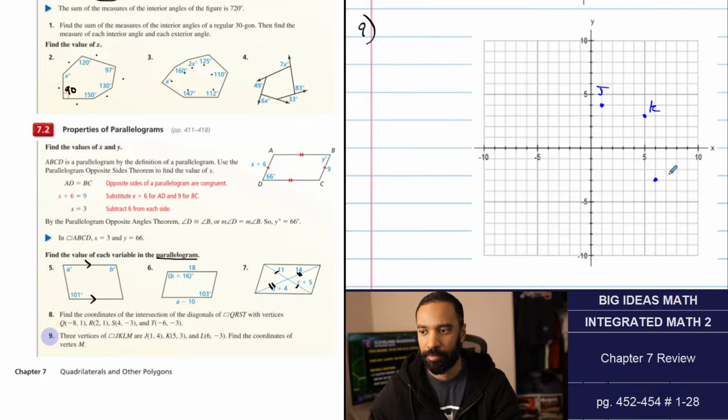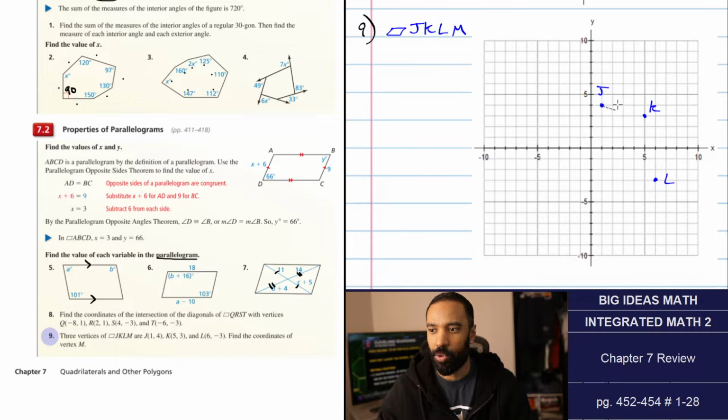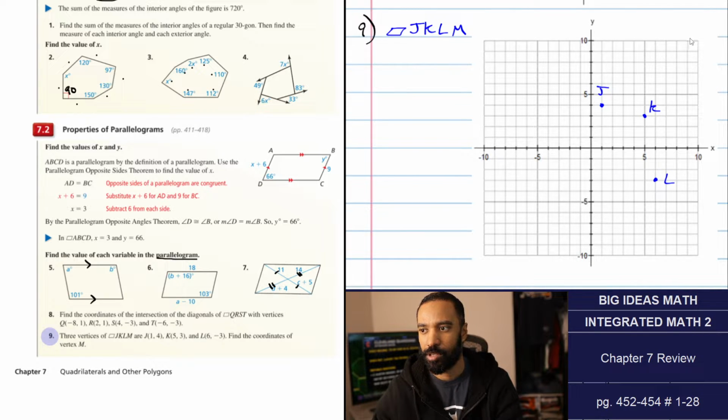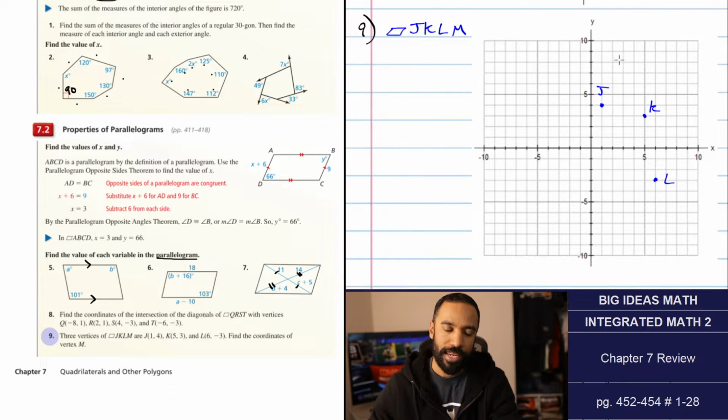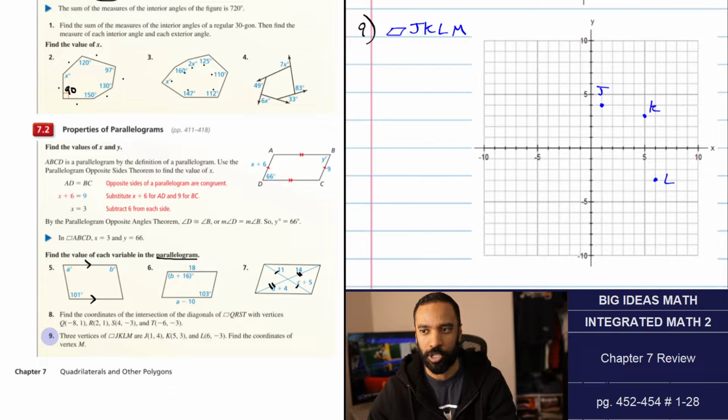J, K, L. Now, it is important that they do call it parallelogram JKLM, not just because it's alphabetical or whatever. If you didn't know the alphabet, that's fine. But the letter order in which they mention it is imperative to how you go about connecting the segments in this drawing and trying to find M, because there are three different ways that a parallelogram could be drawn, and I'm sure you can imagine that this is the one we're trying to find here.